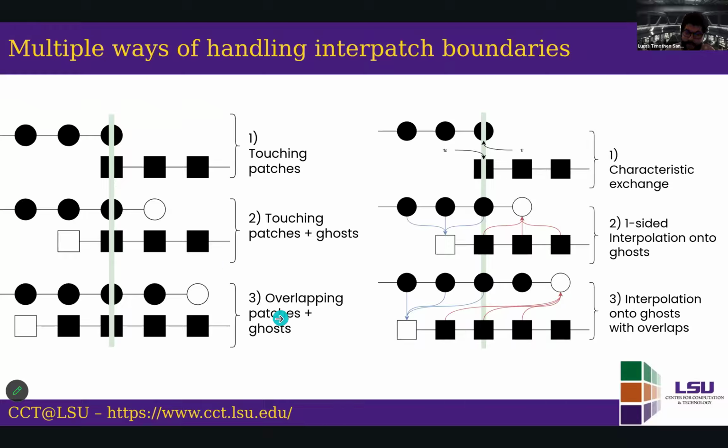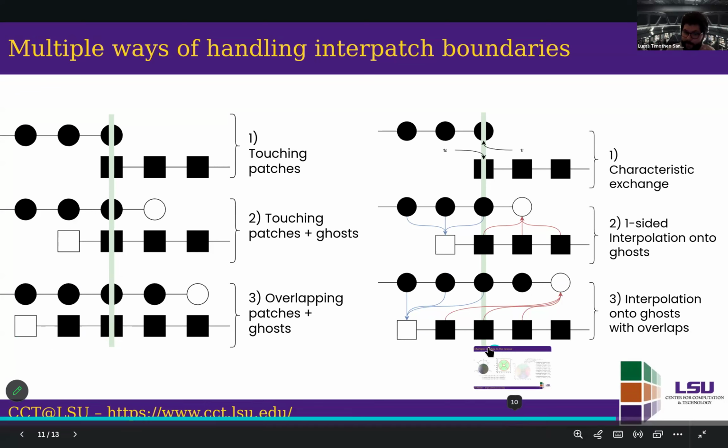So you make your patches not only touch, but you make them slightly larger than the interpatch boundary so that they have some overlap. And you add some ghost zones to that. And you add all of that information, right? You use these overlaps to fill the ghost zones in the opposing patch. This is how the data flow looks.